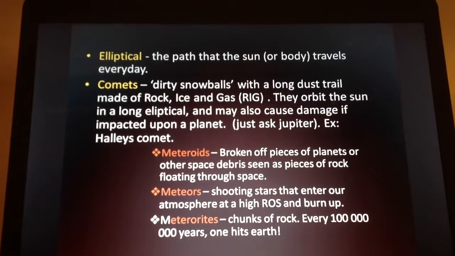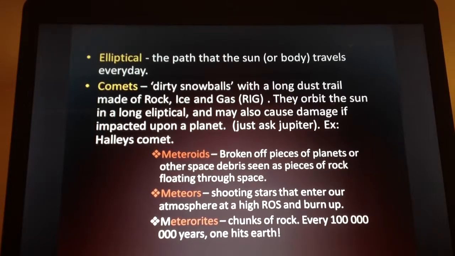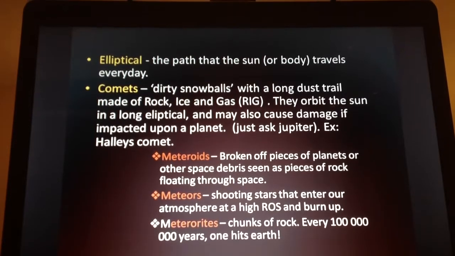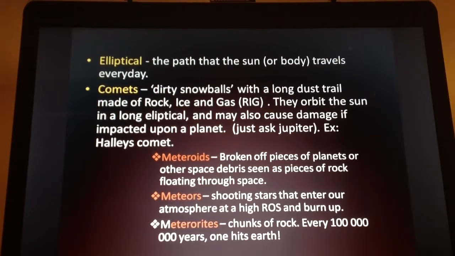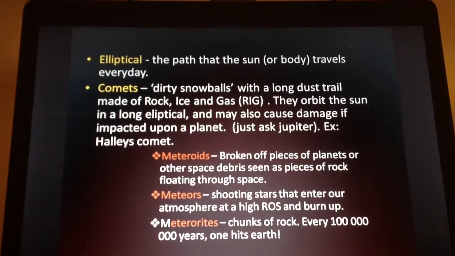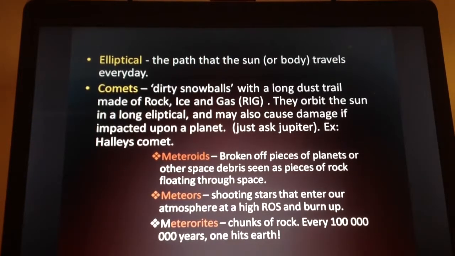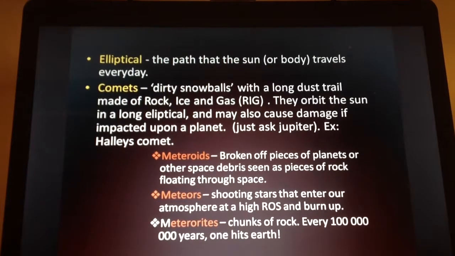Meteors are what people think are shooting stars, and they enter our atmosphere at a high rate of speed and they burn up. So think of a meteor as, back in the day, like an old car, like they drive very fast and burn up and they look like a shooting star, like a lightning bolt or something. Think of meteorites as chunks of rocks, and every 100 million years one hits the Earth. So think of meteorites as the weirdest word, and it's the weirdest definition. Every 100 million years one hits the Earth.